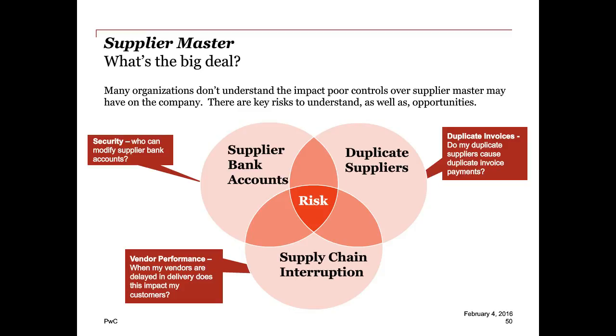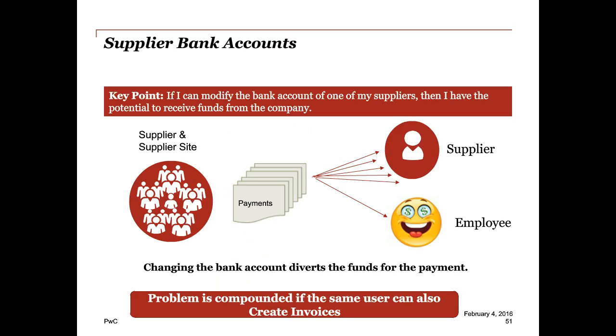So let me dive a little bit deeper into each one of those risks and talk specifically about what you should be aware of, and then we'll talk about some solutions or strategies to try to mitigate those risks. So first is on the bank accounts. You've got thousands of suppliers in your system, and let's think of one example where you've got a supplier that you do a lot of business with, and so you're sending them hundreds of payments every single year.